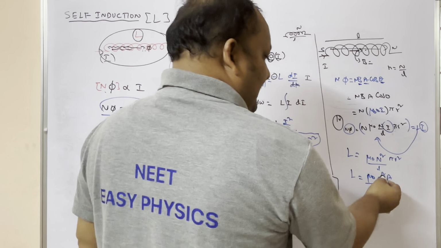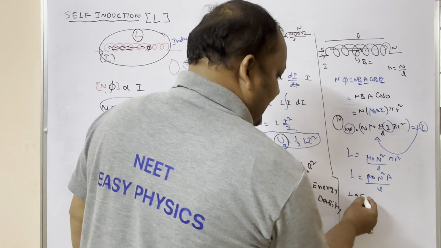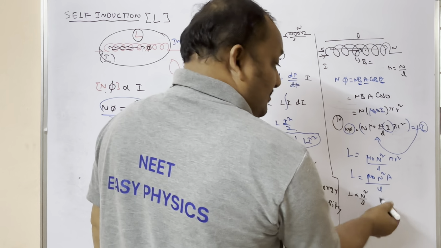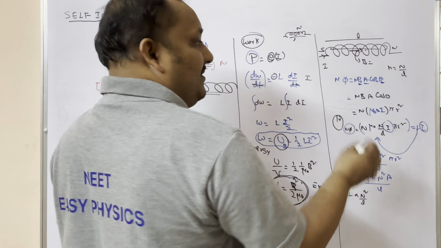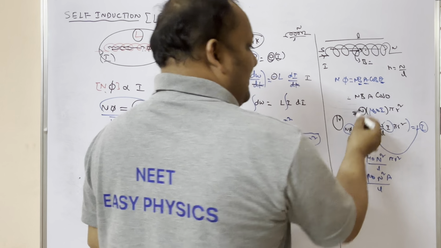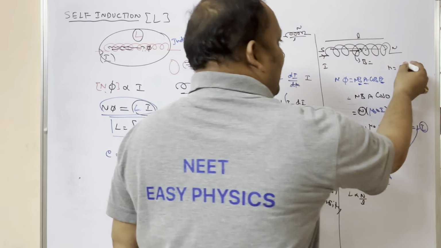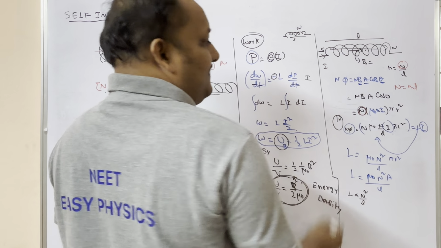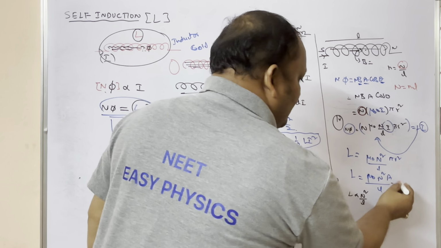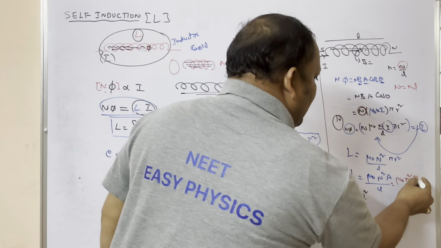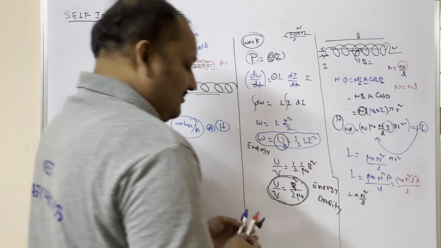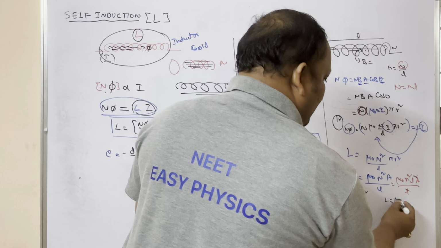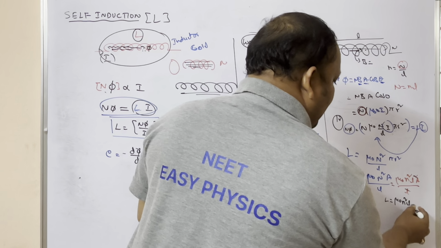This is in terms of number of turns. So L is directly proportional to N square and inversely proportional to L, isn't it? In terms of small n also we can write. In place of capital N, what can we write? Capital N is small n into L. So mu naught n square L square A by L, and one L will be cancelled. Then L is equal to mu naught small n square A L.